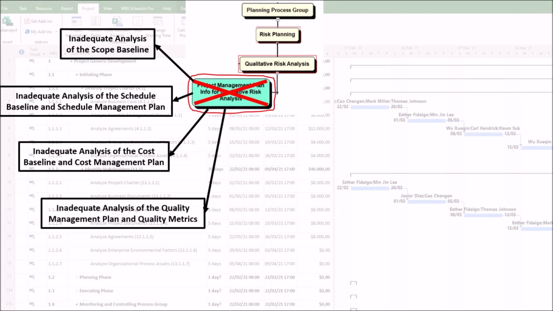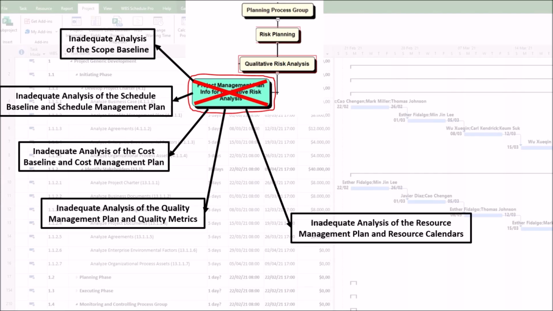4. Inadequate analysis of the quality management plan and quality metrics. As a result, this can lead to a failure to identify technical and quality risks or to an underestimation of their severity. Why does this happen? If quality standards, metrics, and processes are not clear, the risks related to technical failures, rework, non-conformity, or customer rejection cannot be adequately assessed. What is the impact of a low-quality delivery? The answer depends entirely on the quality criteria defined in the plan.